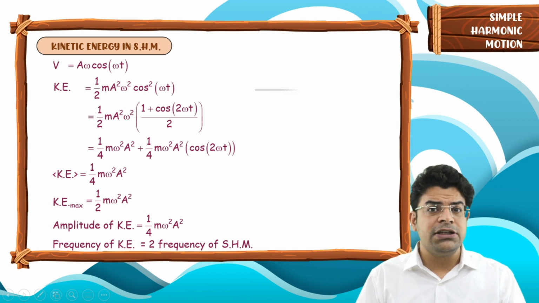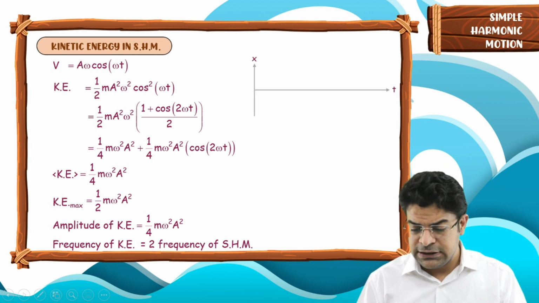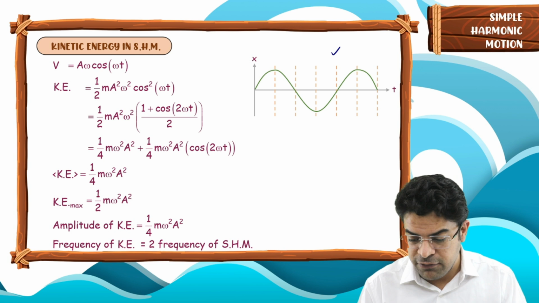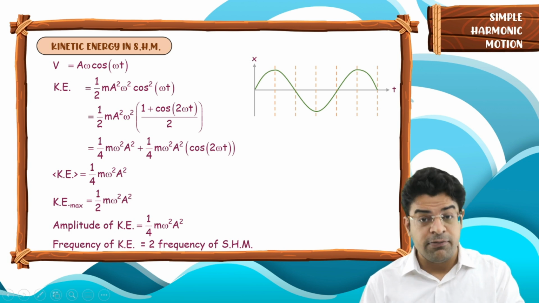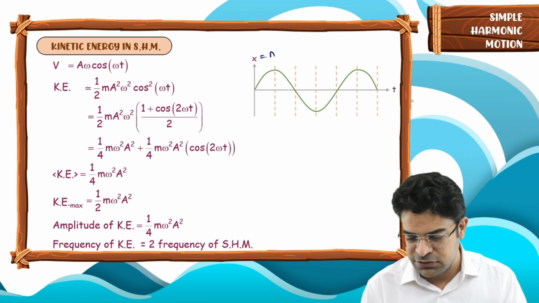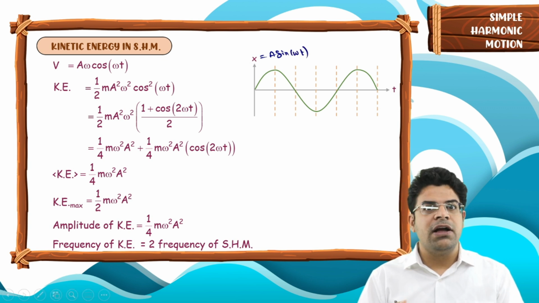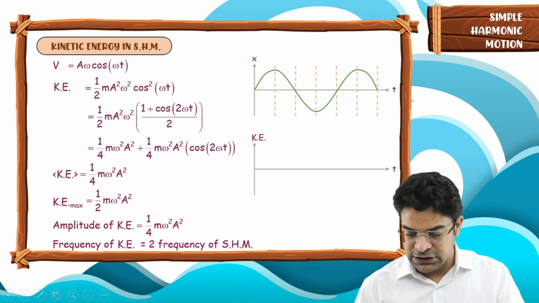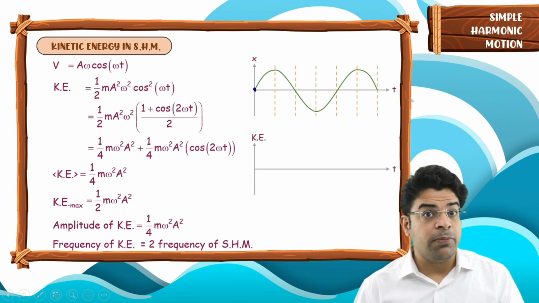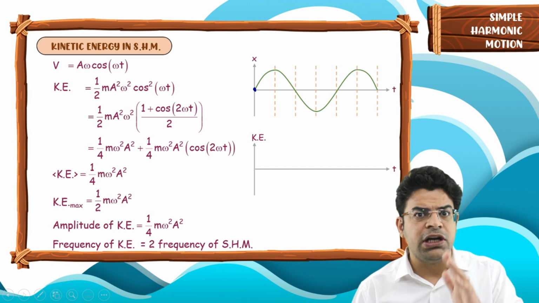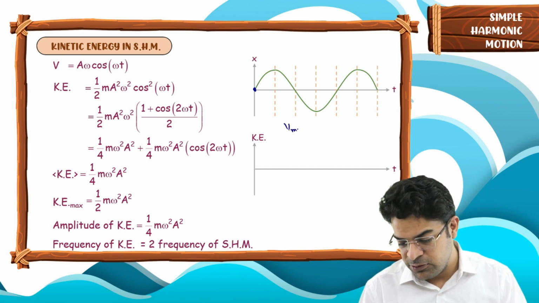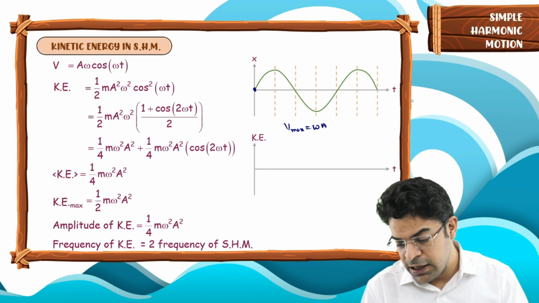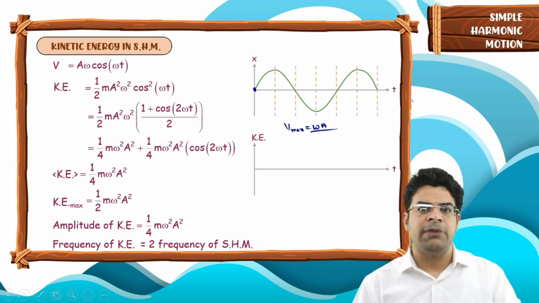I can explain this further using graphs. Let's say this is the position versus time graph of a particle performing SHM as per the equation x equals a sine omega t. Then what will the kinetic energy versus time graph look like? You will say, sir, at time equals 0, where position is 0, the particle is at mean position. At mean position, the speed is maximum, equal to omega a. As the speed is maximum, kinetic energy is maximum.